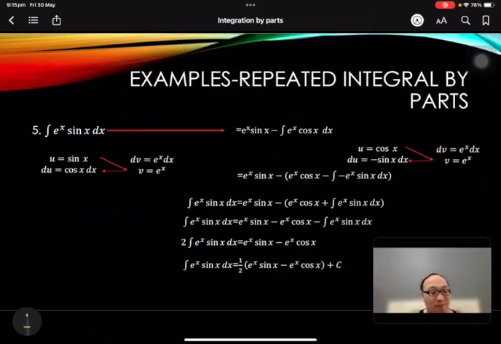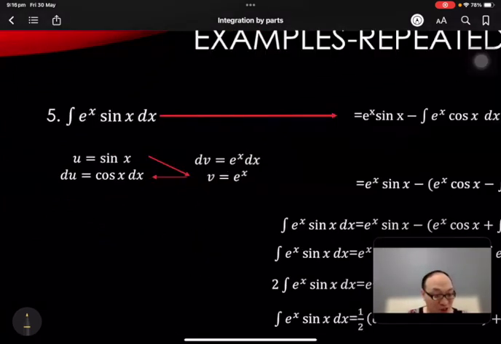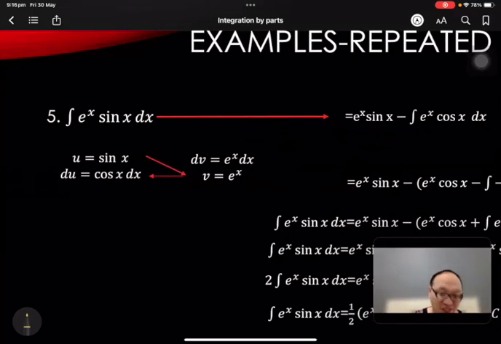Now, number 5 is the example for the repeated integration by parts. So if we see the question, e to the x sin x dx. So identify: e to the x is exponent, sine is trigonometric. Which one comes first? Yes, trigonometric comes first. T comes before E. So that means the u will be sin x, and dv will be e to the x dx. So we have du equals cos x dx, and v is still e to the x.